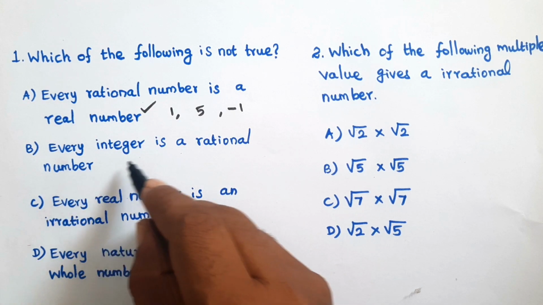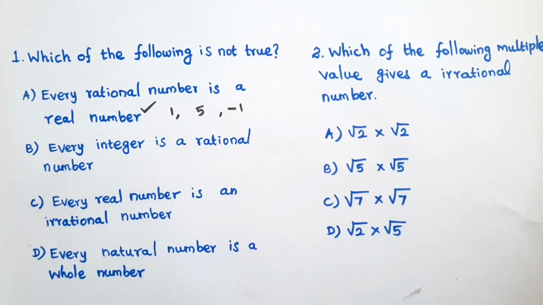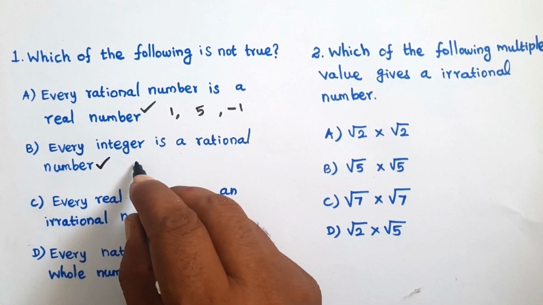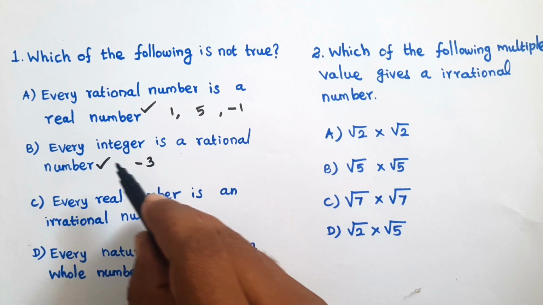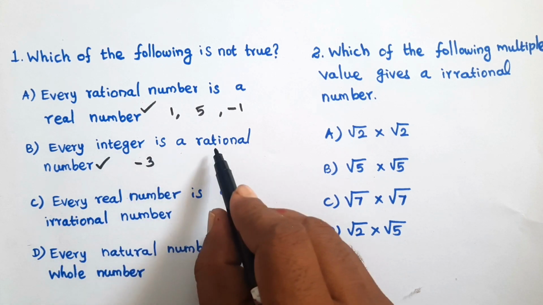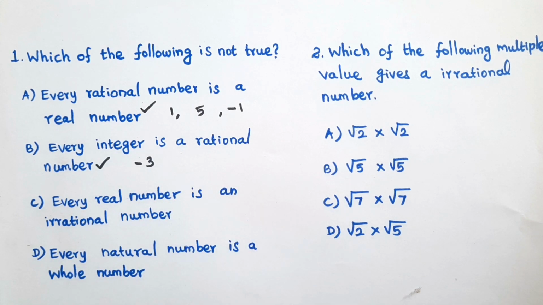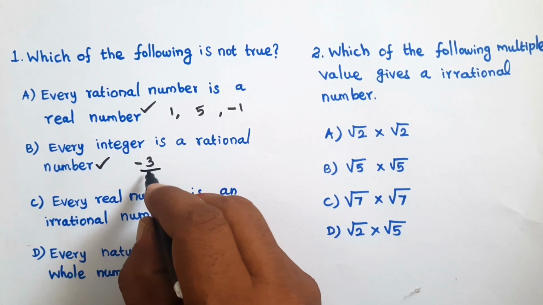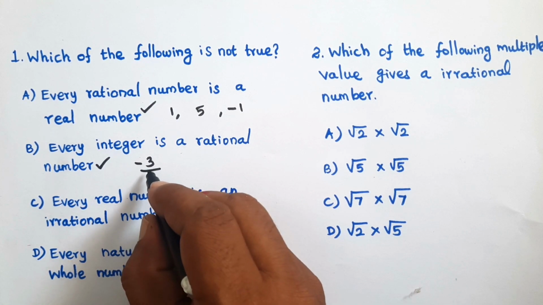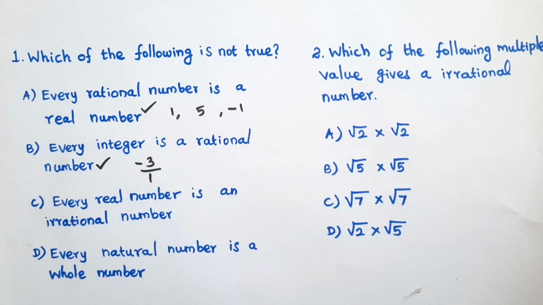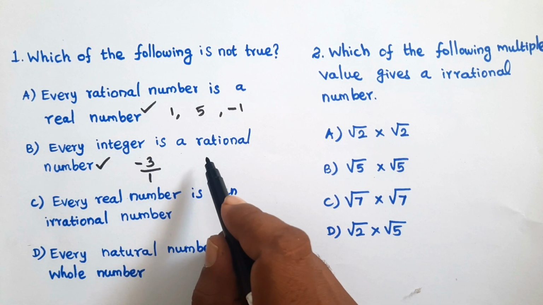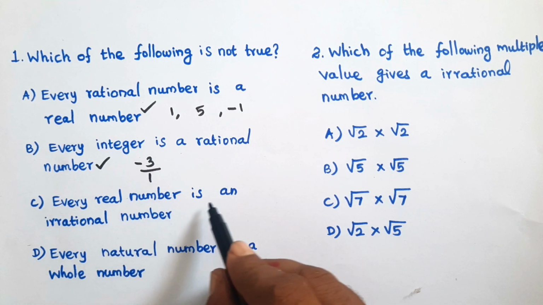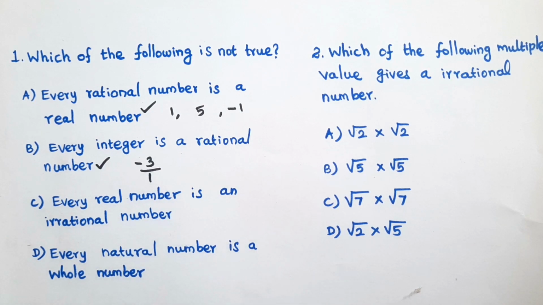Second one, every integer is a rational number. This option is also correct. -3 is also an integer, a negative integer, and it's also a rational number. We can write this in the form of p by q, which means -3/1. So every integer is a rational number. This is the correct one. Third option, every real number is an irrational number.